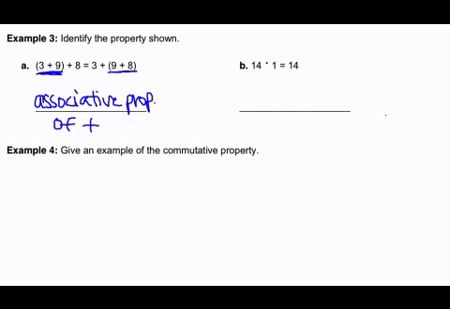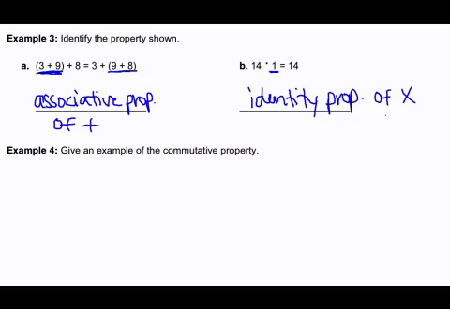In part B, the key here is that we are multiplying by 1, so that is going to be the identity property. Notice that we are multiplying, so it's the identity property of multiplication.